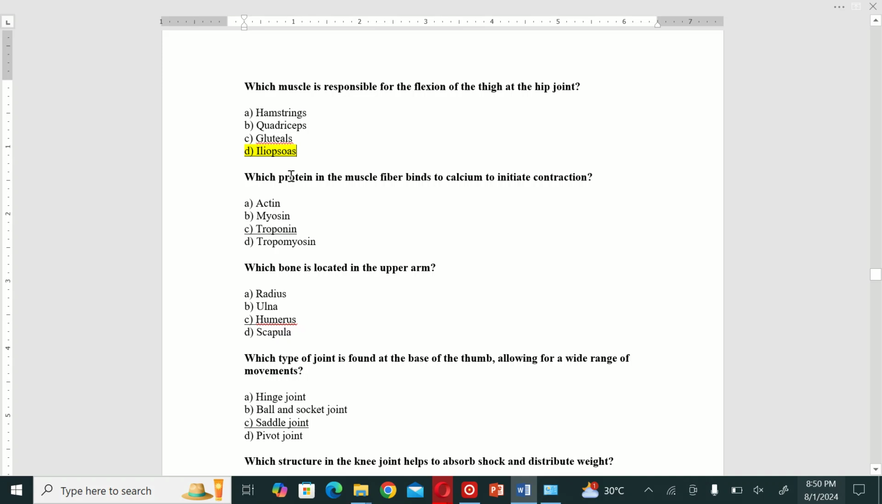The next MCQ is: which protein in the muscle fibers binds to calcium to initiate contraction? A. Actin, B. Myosin, C. Troponin, and D. Tropomyosin. So the correct option is C.